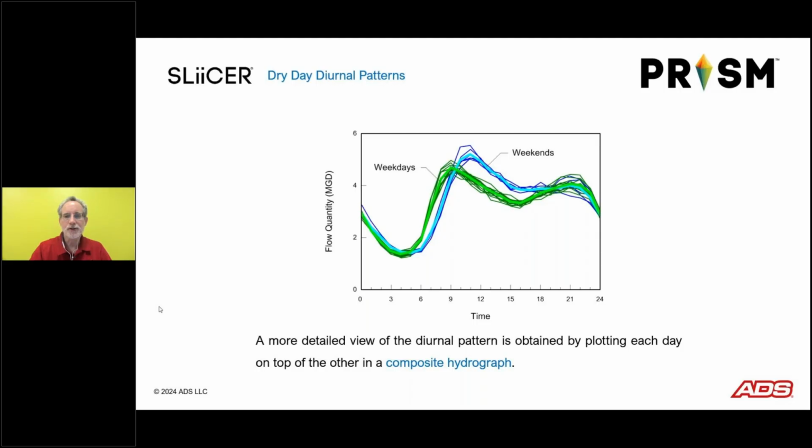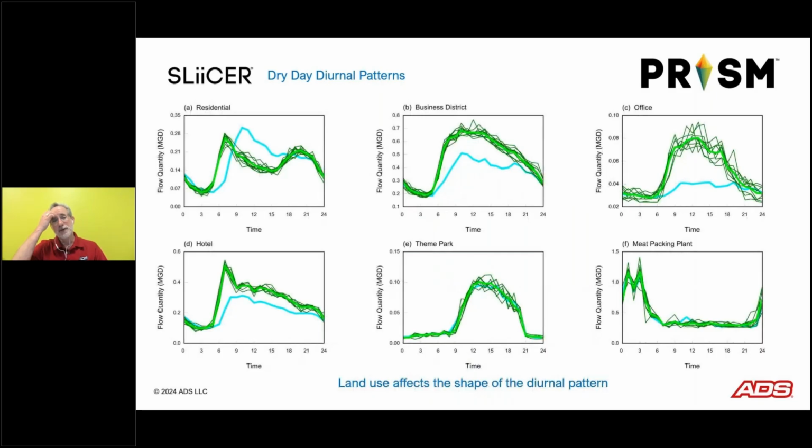So you can quickly see the difference between weekday and weekend here when you're plotting these days on top of each other, midnight to midnight. One of the other things you'll start to notice as you start to use SLiiCER is that even within these dry day patterns, you will start to see differences.